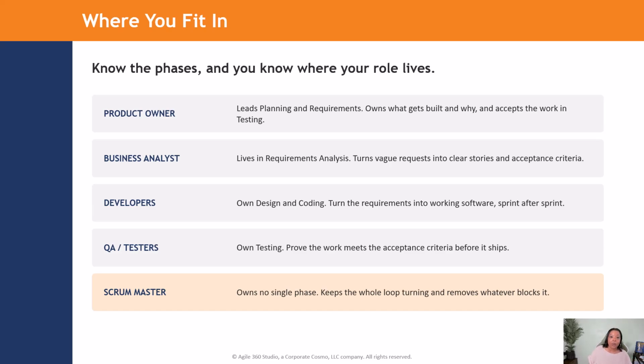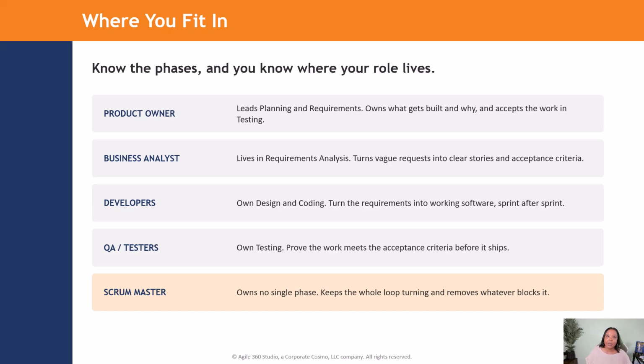For example, the product owner leads planning and requirements. They own what gets built and why, and they accept the finished work. The business analyst will go deep into requirements, turning vague requests into clear stories and acceptance criteria. Now, I know you're probably thinking, well, a business analyst is not really part of a Scrum role. It's not part of a Scrum role, but they are included in Agile as well, and they collaborate with some Scrum teams. Then we have the developers who own designing and coding, QA who owns testing, proving that the work meets the criteria before it ships.